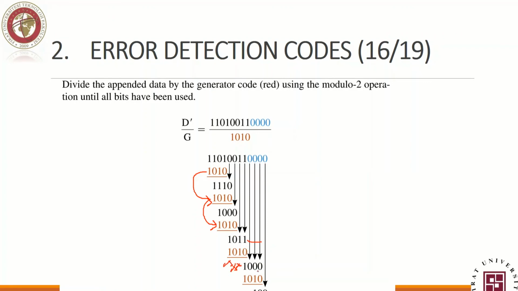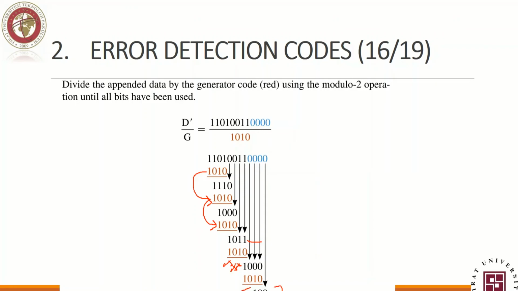Okay. 1 0 0 0. XOR it with the same generator. 1 XOR 1 is 0. 0 XOR 0 is 0. 0 XOR 1 is 1. 0 XOR 0 is 0. Drop the last digit. This is a remainder.